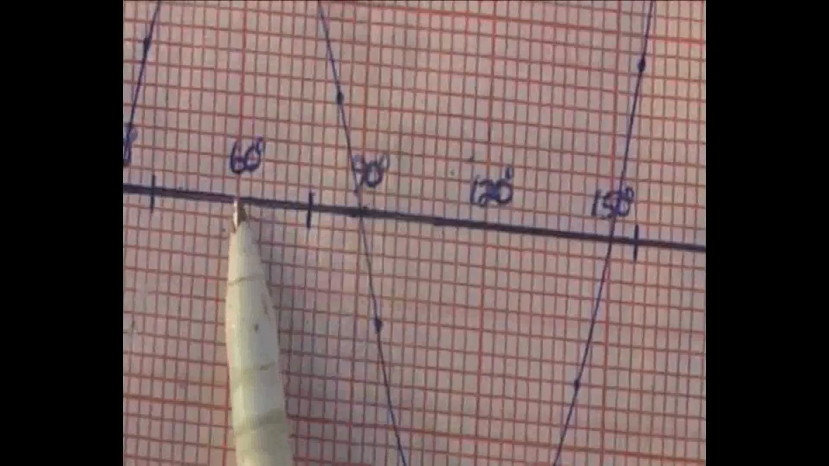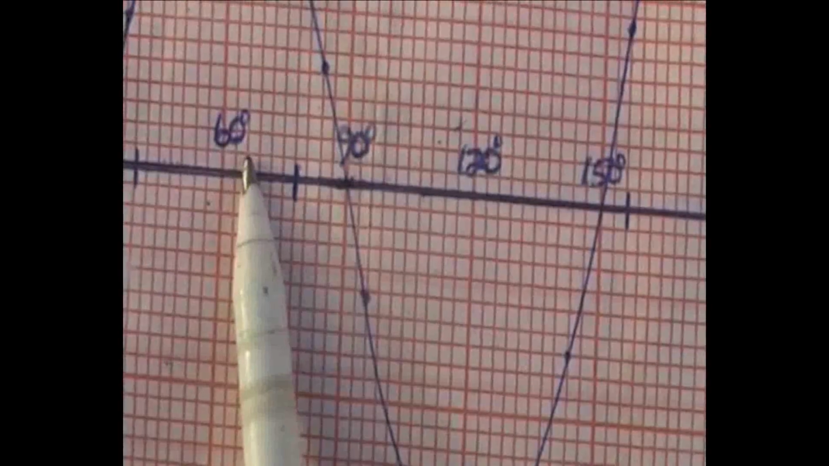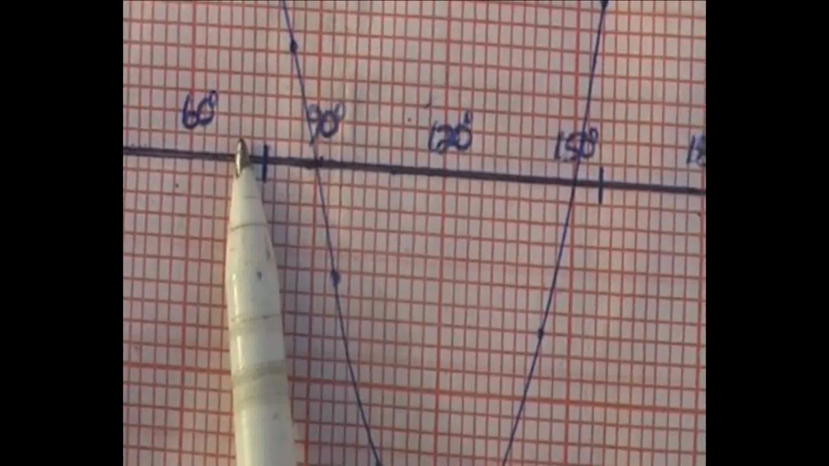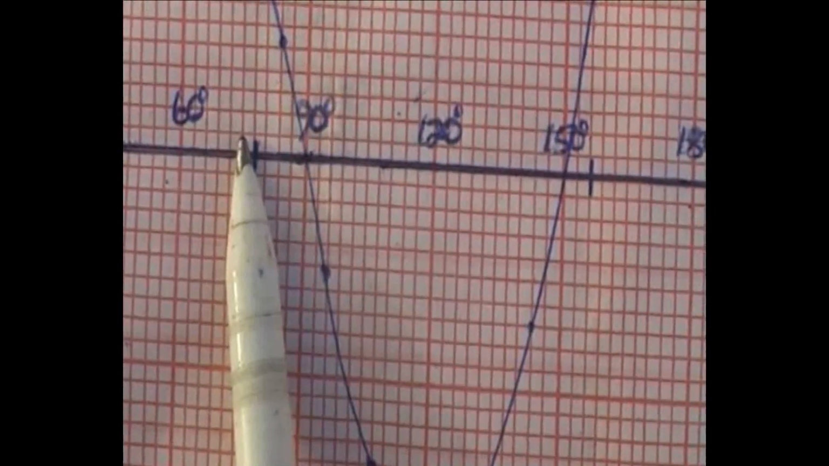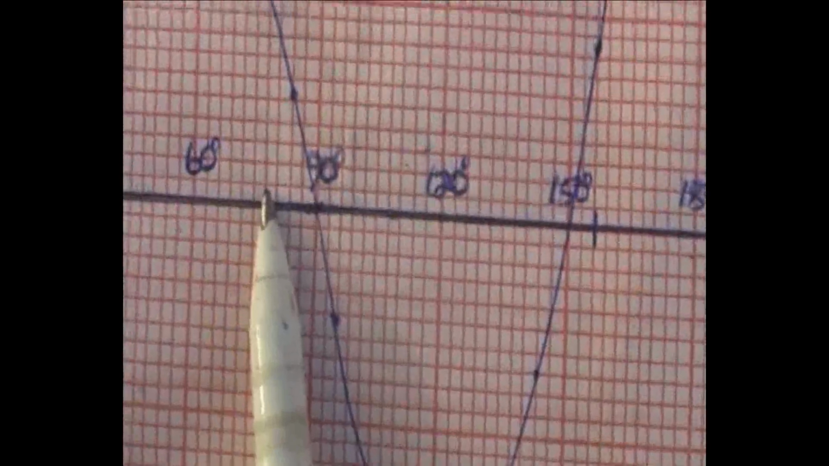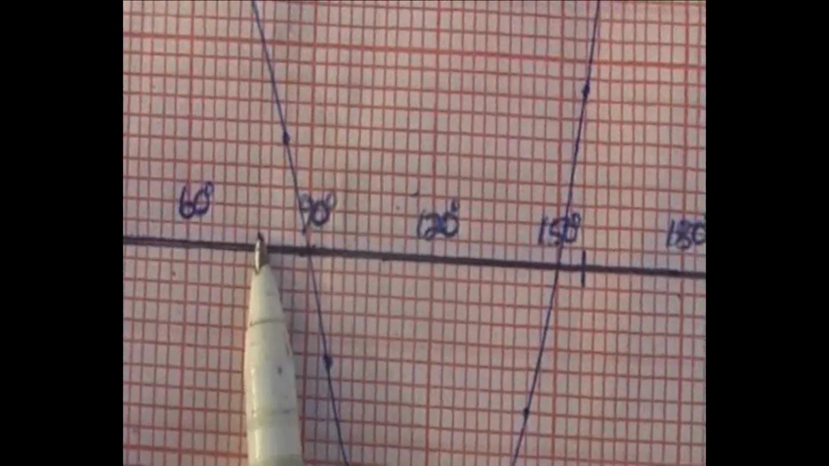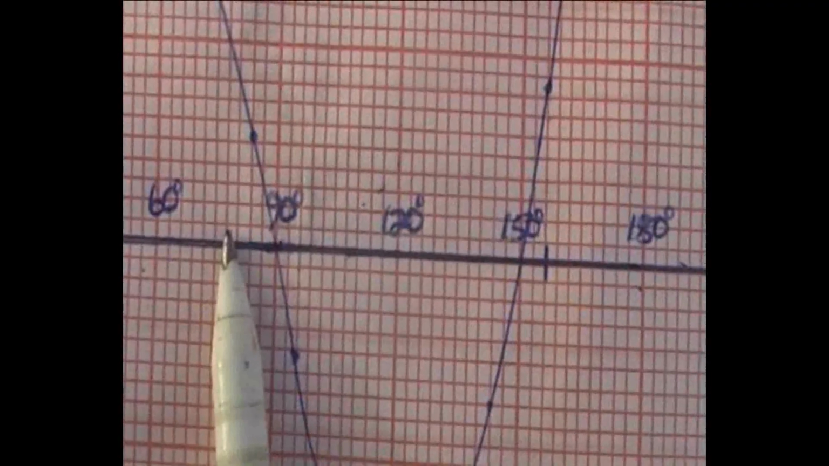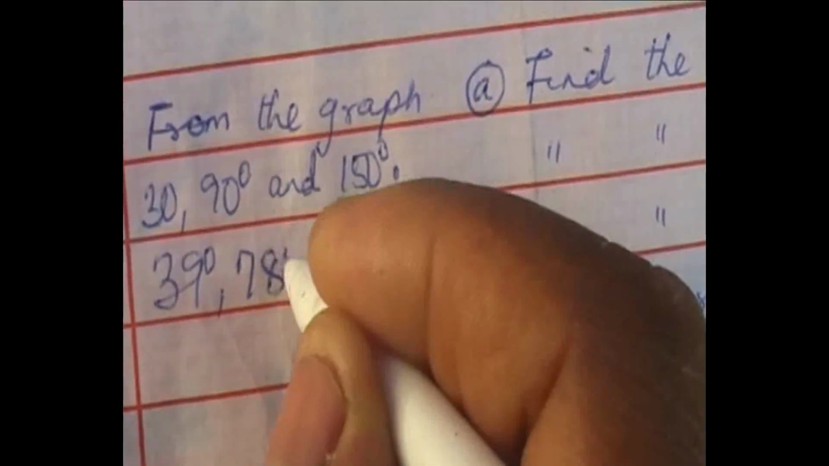Let's read the second. Second is here. Here is 60, 63, 66, 69, 72, 75, 78. So this place is 78 degrees. So write it down. 78 degrees.